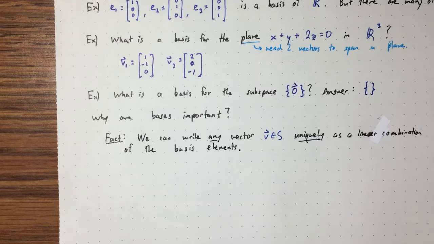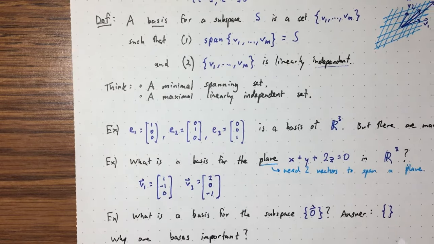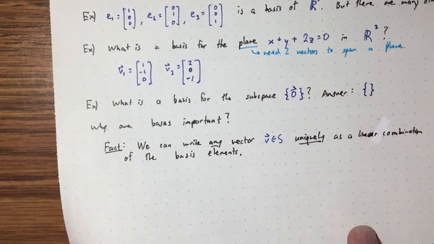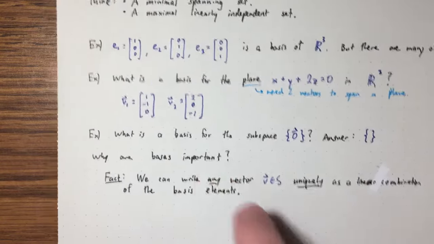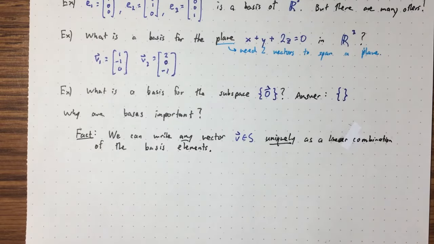So a basis is kind of like a coordinate system. Okay, I mean, this is literally the standard Cartesian coordinate system in R3, right? These are pointing in the x, y, and z directions. But anytime we have a basis, not just this one, but any basis, that allows us to write anything in our subspace uniquely as a linear combination of basis elements.